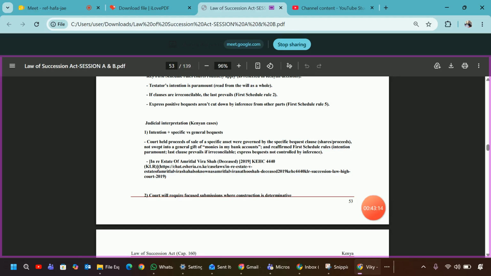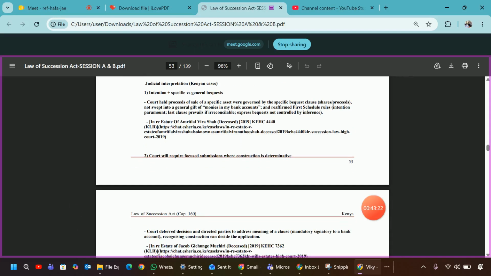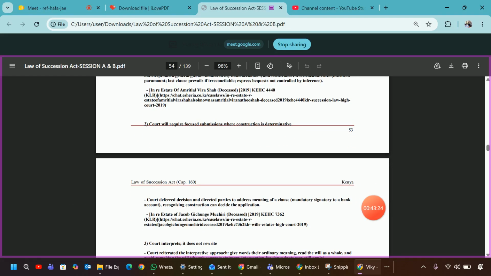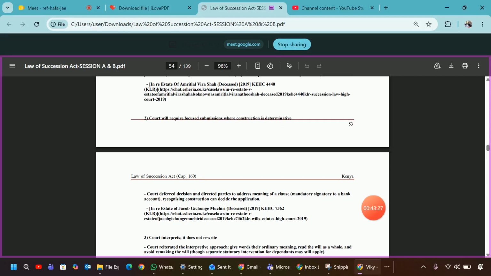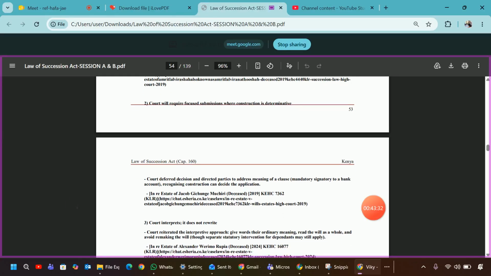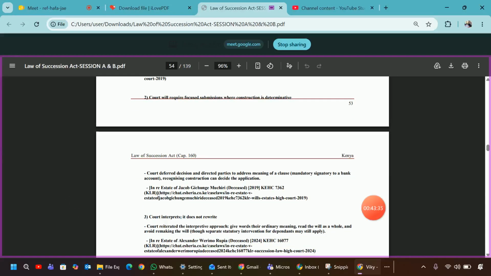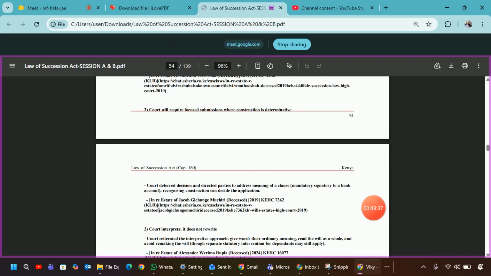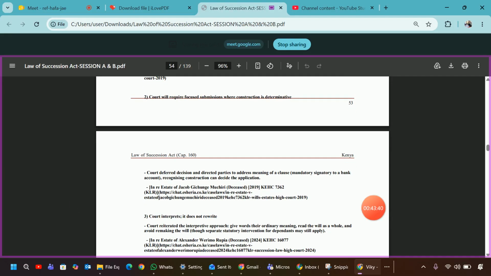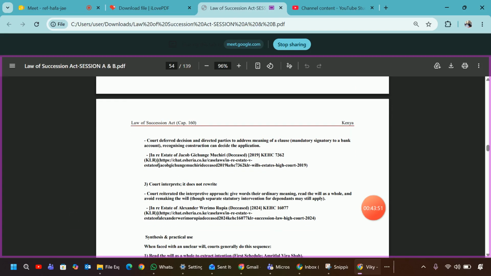Intention is paramount. The last clause prevails if irreconcilable. An express bequest is not controlled by inference. Another judicial interpretation we have to take note of is that courts will require focused submissions where construction is determinative. In the Estate of Jacob Gishunge Muchiri 2019, courts deferred decision and directed parties to address the meaning of a clause on mandatory signatory to a bank account, recognizing construction can decide the application.